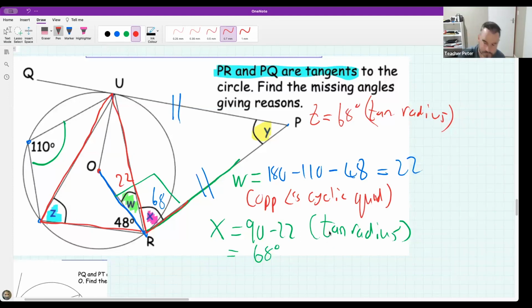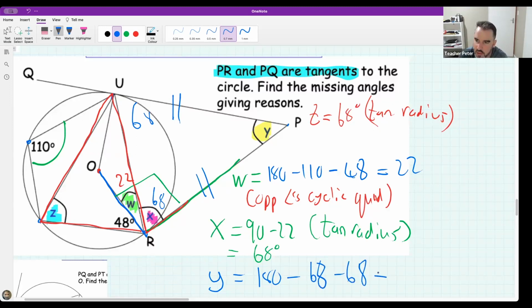Nicely done. All right, so now Y is going to be, indeed, 180 minus, now there's a 68 here, so it must just be like that. So we have, what do we have? 120, 128, 136. This has to be 44.